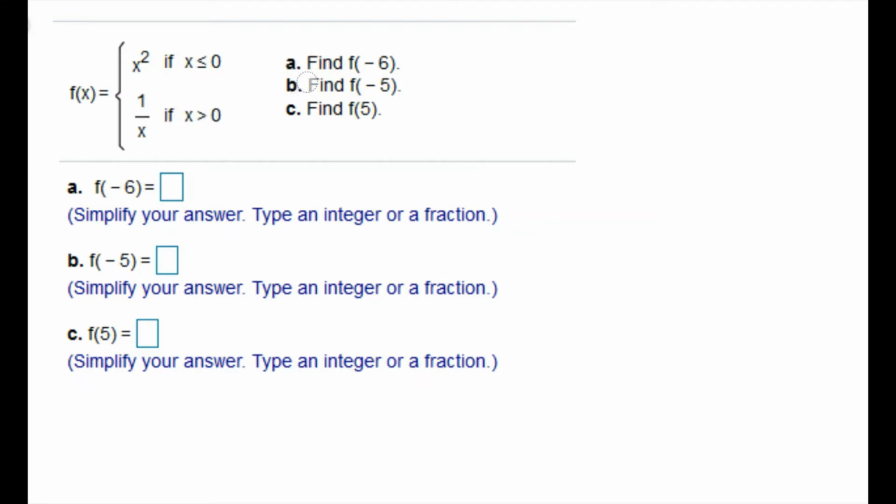We have 3 parts to work through. Find f of -6, f of -5, and f of 5. So part A, f of -6. This notation is telling me what the x coordinate is. This is telling me that x is equal to -6.